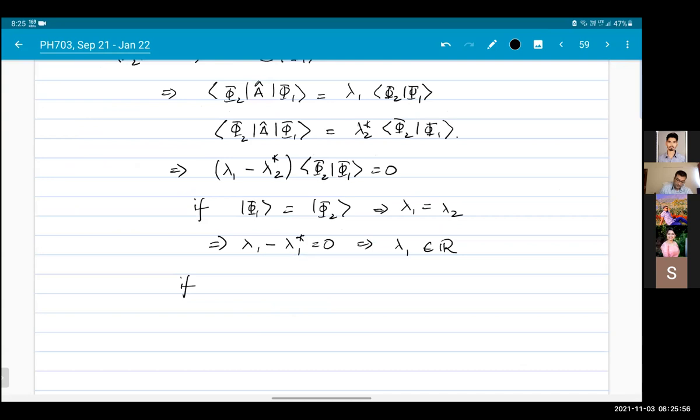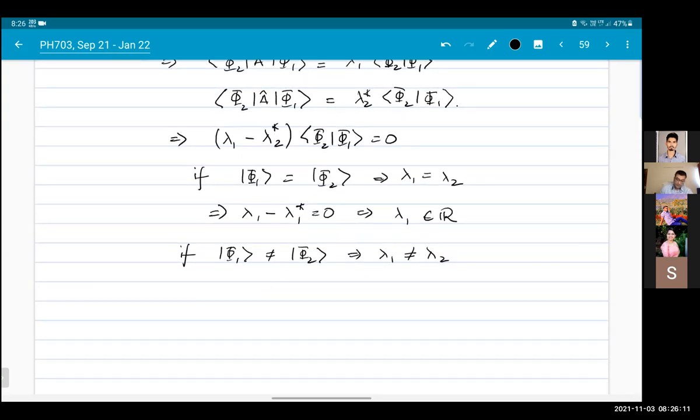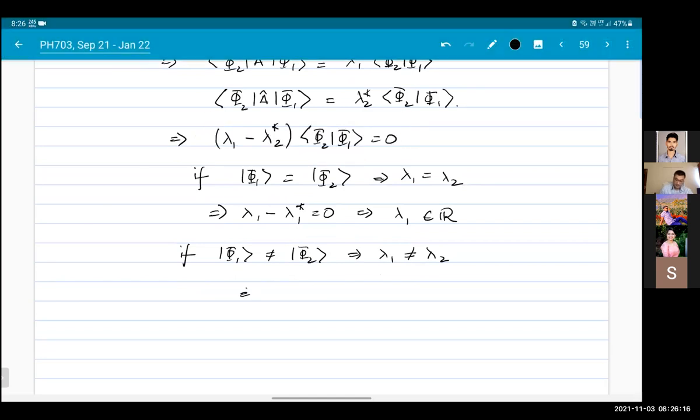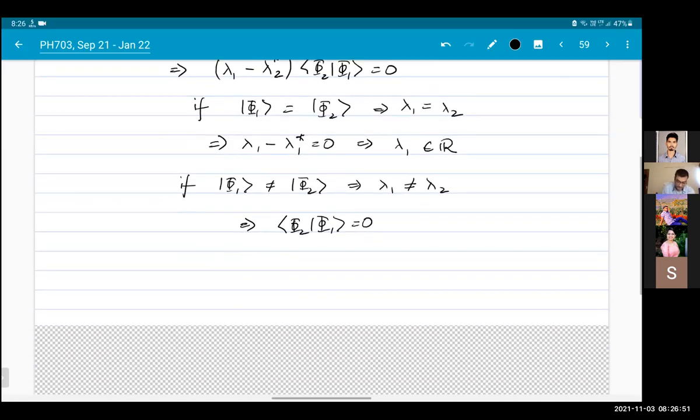The second is that if phi 1 is not equal to phi 2, then this implies that lambda 1 is not equal to lambda 2. So if this expression is zero as an identity, then the only way this is possible is if phi 2 phi 1 is equal to 0. All right, so I hope that this derivation is clear now.